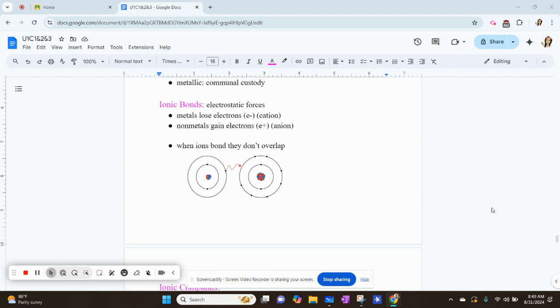So let's talk about ionic bonds. These are the electrostatic forces. When metals lose electrons, e minus, we call them cations. And when nonmetals gain electrons, we call that e plus, anions. So when ions bond, they don't overlap in an ionic bond.